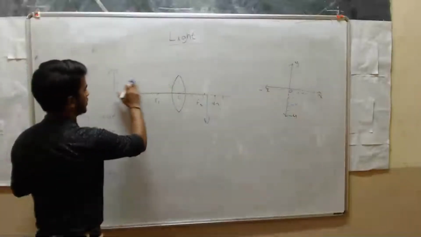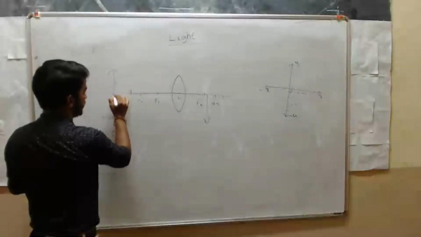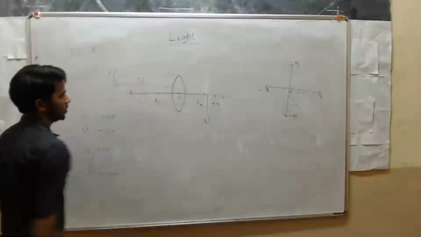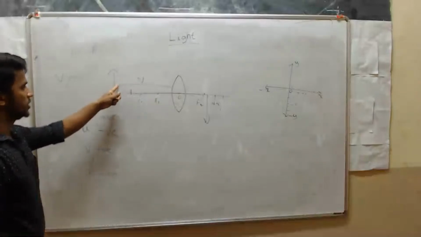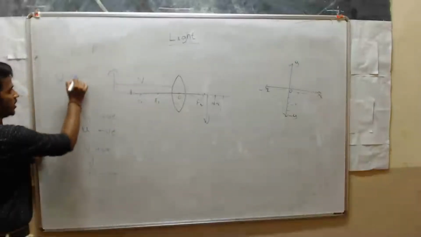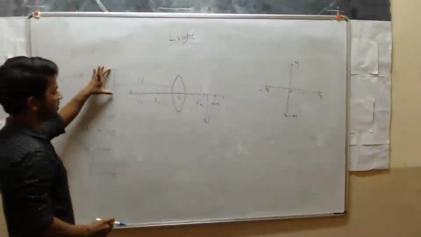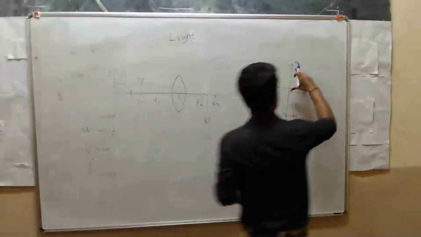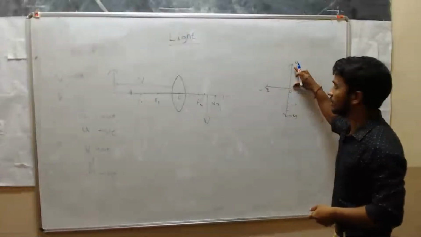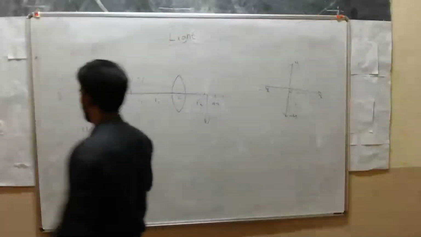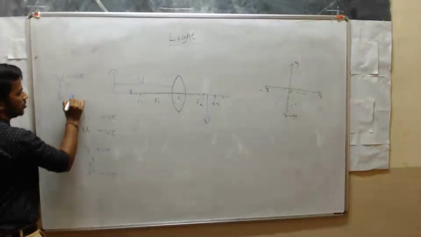Suppose we obtained the image here. In this case, we'll write the image distance in negative. Then what about h dash? Now we should compare this height with respect to the positive y-axis. So in this case, we'll write the h dash value as positive.